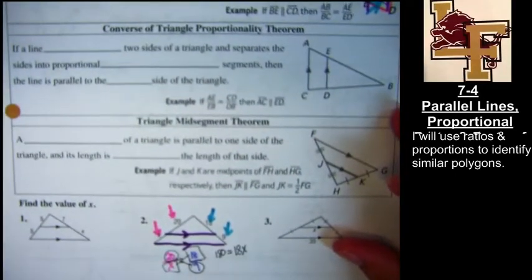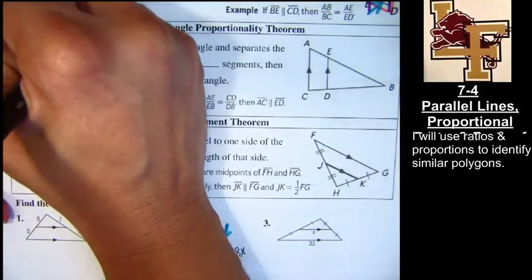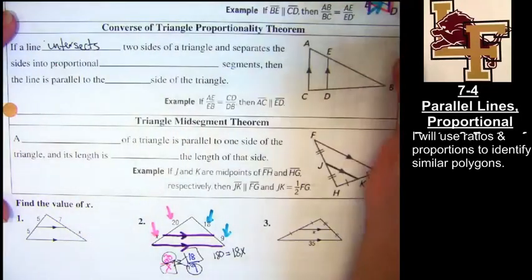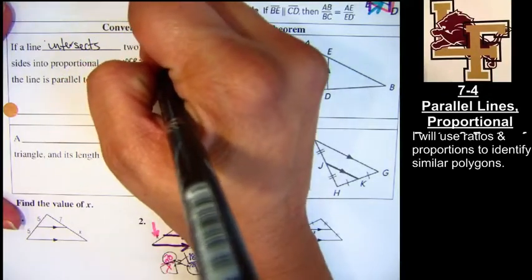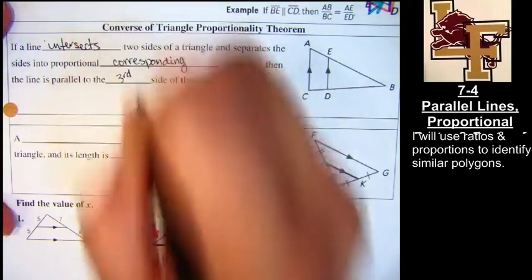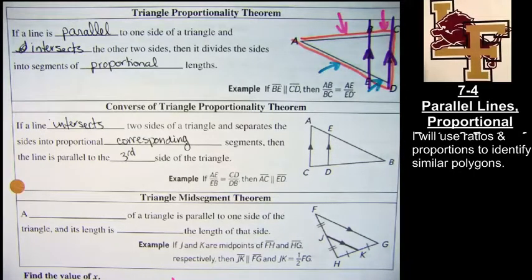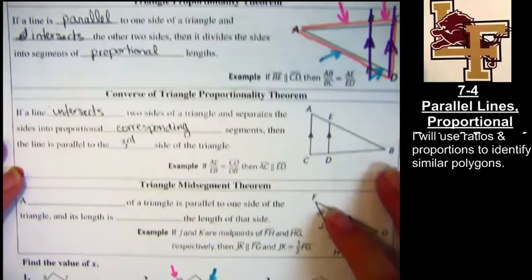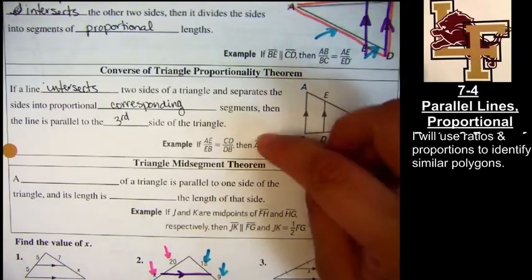So now that I've got that theorem, I can talk about the converse, which says if a line intersects two sides of a triangle and it cuts it into proportional and corresponding pieces, then that line is parallel to the third side of the triangle. Basically the first one says, you have a line parallel and it intersects, then you get proportional pieces. This one says, you have a line that intersects and makes proportional pieces, then you have parallel lines. So this one is the reverse of that.